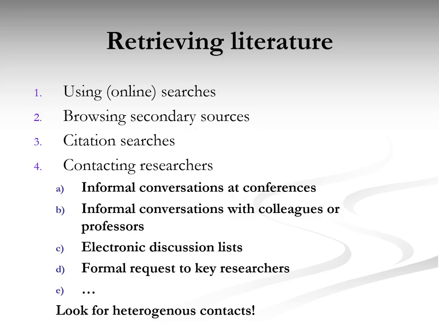Important is that you look for heterogeneous contacts. If you always go to the same type of researchers, then there will be bias in the list of studies you find. So if you know that there is a discussion in the domain, so if there are different schools within the domain, that some groups of researchers use a specific type of methods, for instance, and another group of researchers use another type of methods, it's important that in the two schools or in the two groups of researchers, you try to find studies.